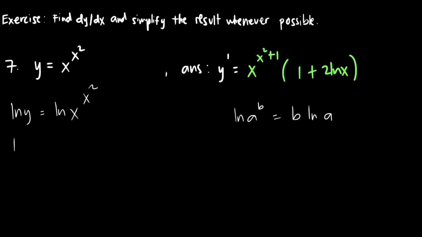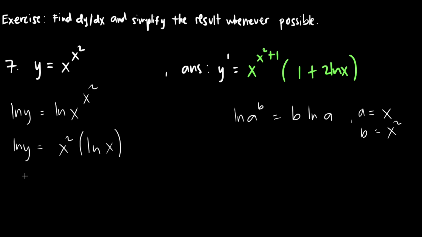So we have ln of y is equal to ln of a^b, where a is equal to x, and b is equal to x squared. So b is equal to x squared, times ln of a, where a is equal to x. So we have x squared ln of x.